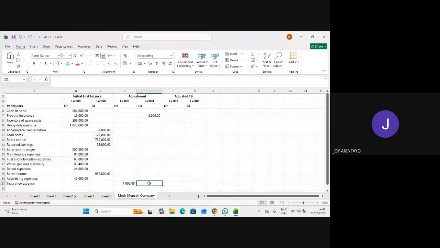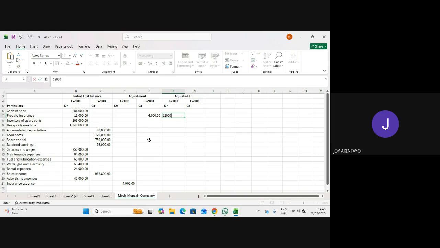So adjusted will just be, this one will now be how much? We are adjusting as we are doing, as we are working. So this one will remain how much? Insurance prepaid will now be how much? Our insurance prepaid will now be 12,000 naira. Are we together? Then this one will be 4,000 naira. Understand?